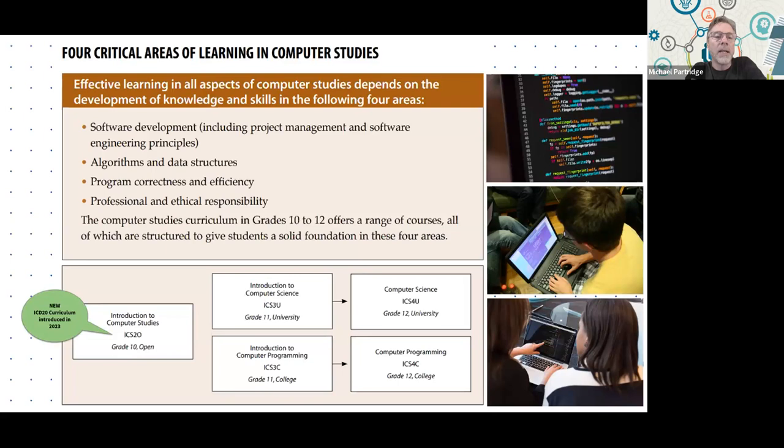And then grade 11 and 12 are called ICS 3U and 4U in most of our schools. There are not many of our schools that have an ICS 3C or 4C. Those are more geared towards workforce or college only. So most of our computer sciences is leading towards the 3M or the 3U and 4U.